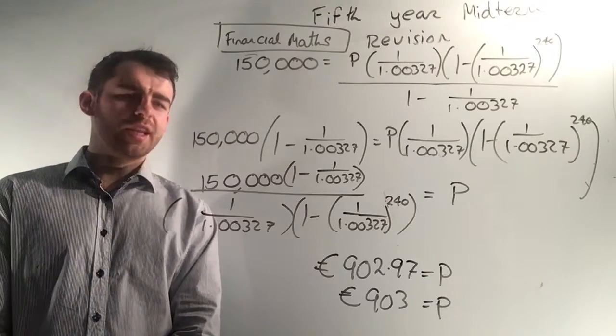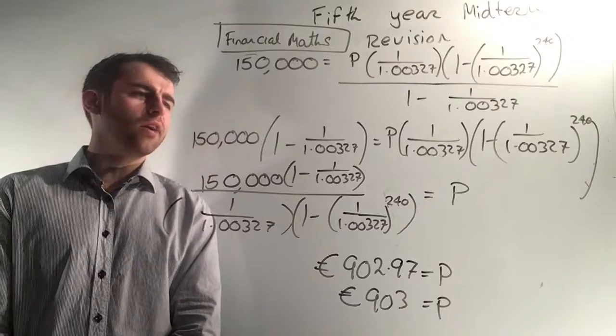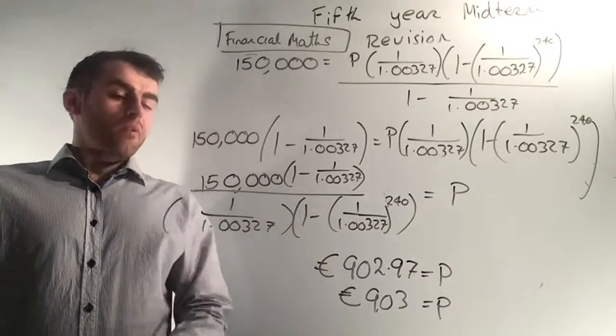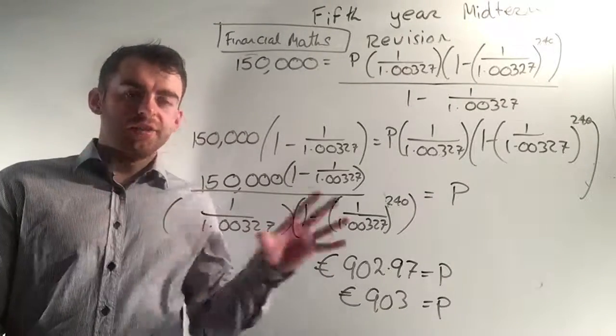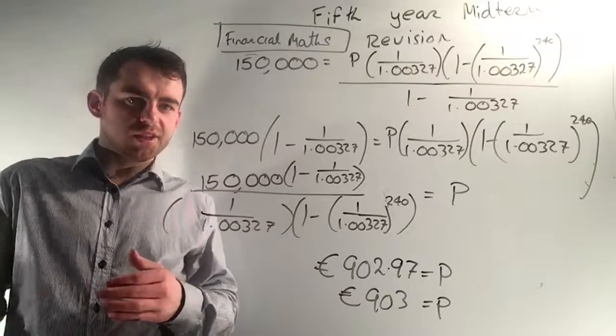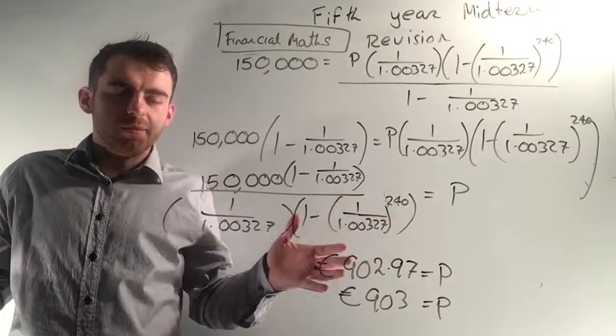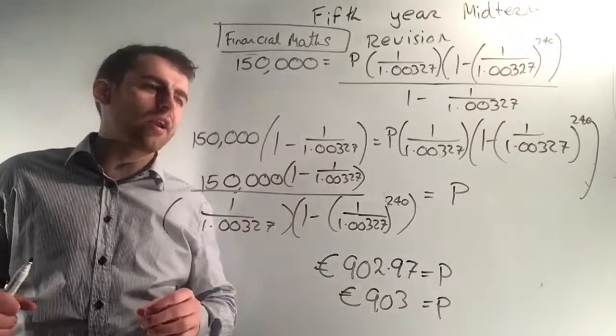Okay, so all I've done on this page is I've kind of isolated my P. My advice here is try and use your calculator as little as possible, because a lot of these questions you need to keep going to 5 or 6 decimal places in order to get the answer accurate.